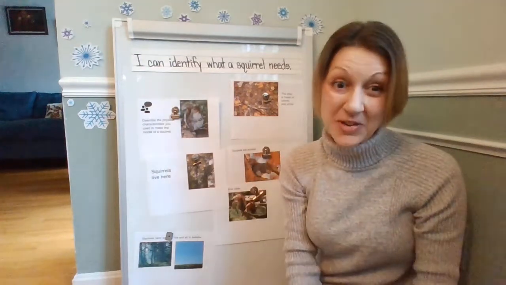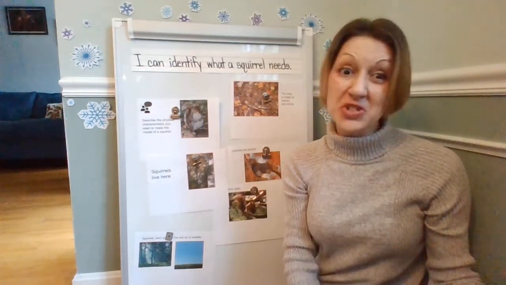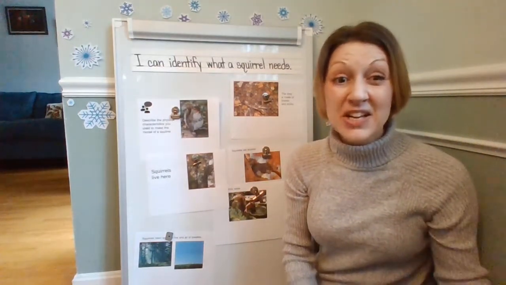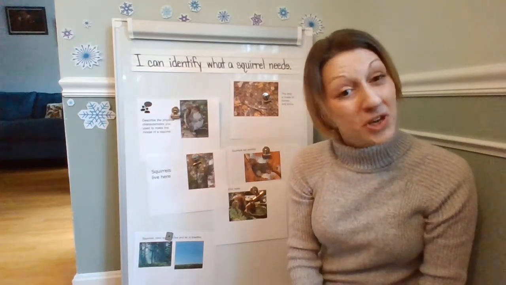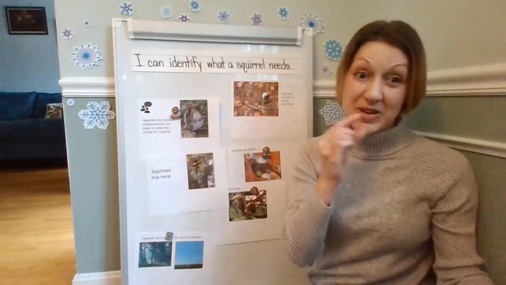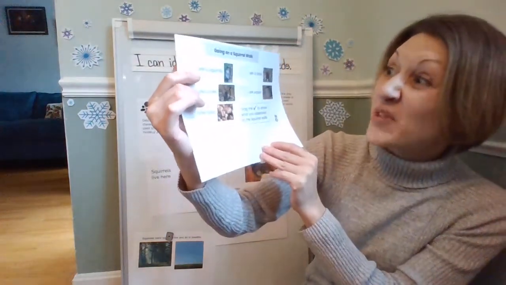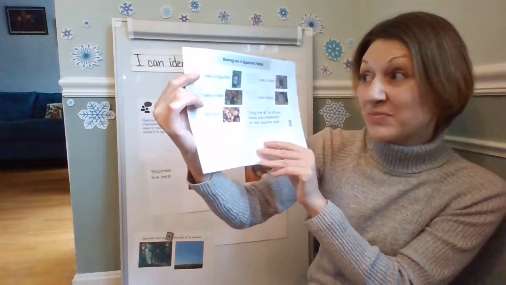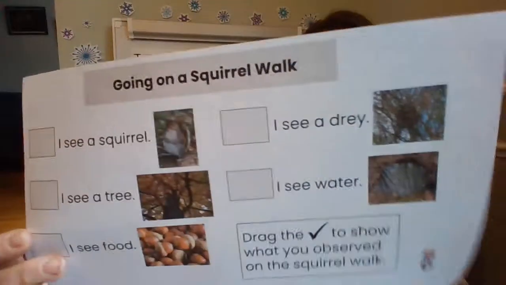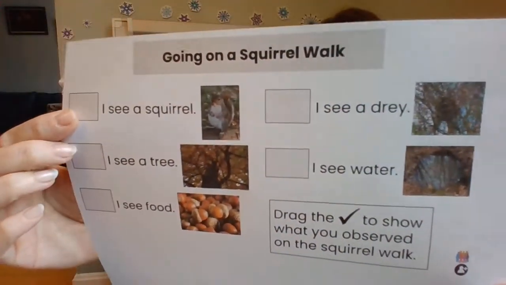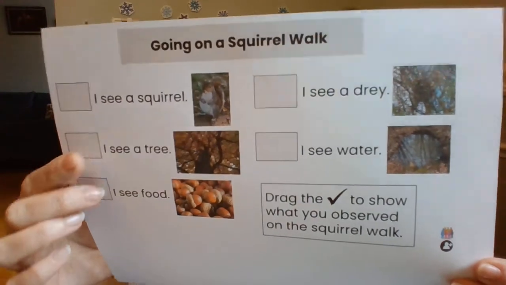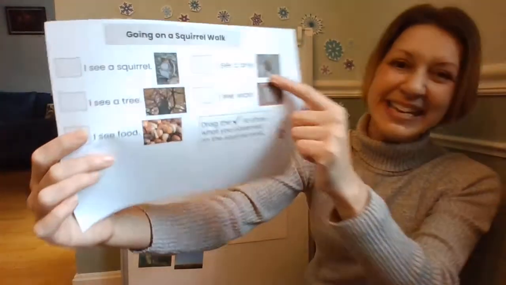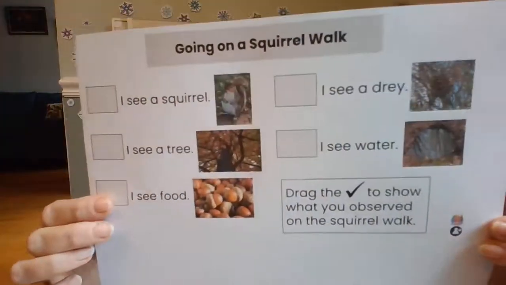And now what you're going to be doing is you're going to be going on a squirrel walk, okay? So when it's a good time for you and somebody else, maybe a grown-up, to go with you, you're going to be going outside on a squirrel walk. You need to make sure you have your mask on when you're outside. And when you go on the squirrel walk, you are going to be noticing these things, and when you see it, check it off. And this is on Google Classroom. So I see a squirrel, I see a tree, I see food, I see a dray, I see water.